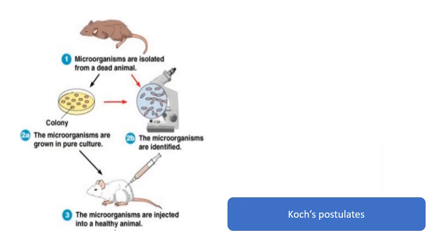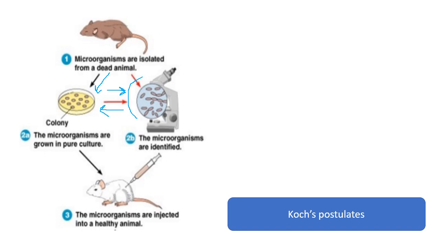So Koch's postulates are that microorganisms are isolated from a dead animal, and then we culture it. So we will do two things. One, see under the microscope what this bacteria looks like. And then we will also culture onto solid medium to see what types of growth we are seeing. So it could be both ways. We first culture it and then see it under the microscope, but as we do routinely now, we try to see under the microscope as well as culture it.